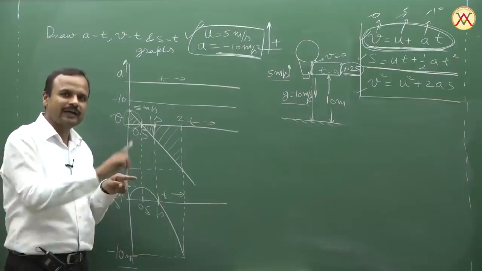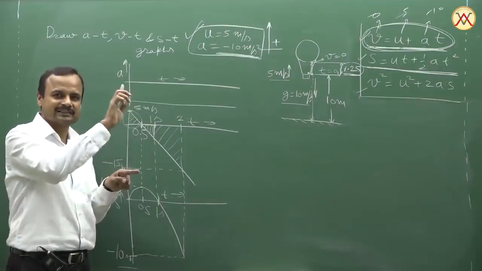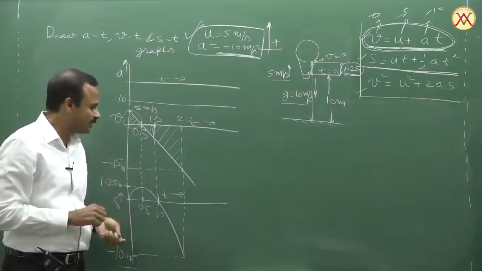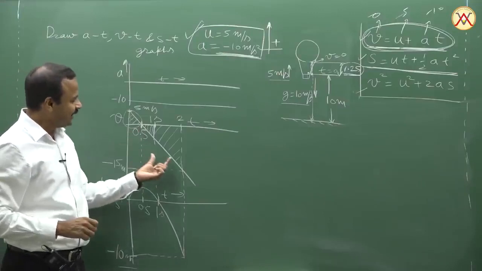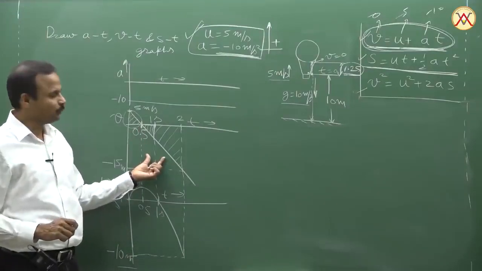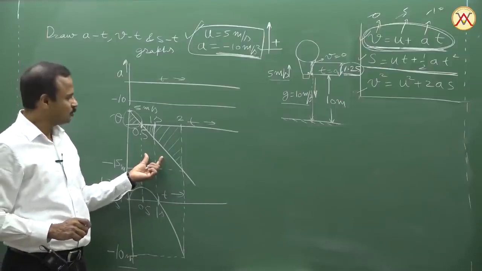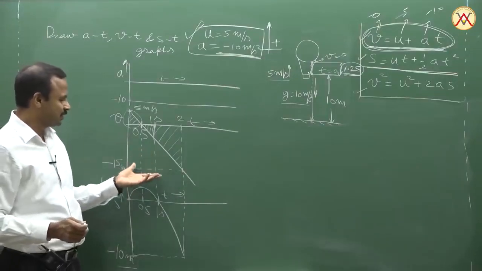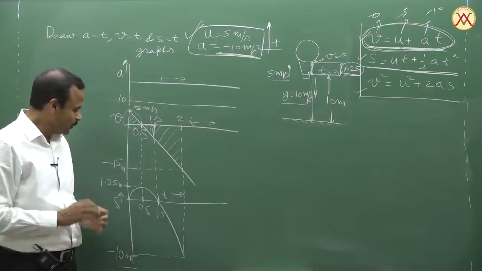Well, when it was going up, it was traveling distance. When it comes down, it is still traveling distance. So distance traveled only adds up. So if you add the areas of these two triangles, you should get 12.5 meter. You can try doing this calculation. Graphs are there in front of you.